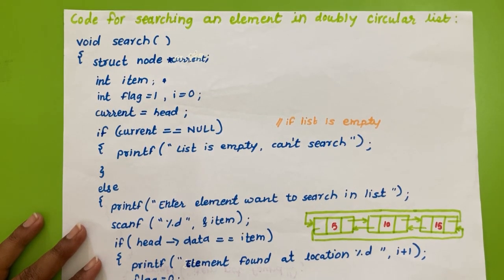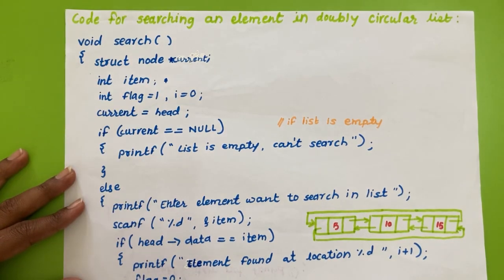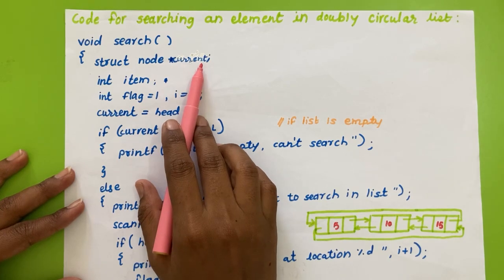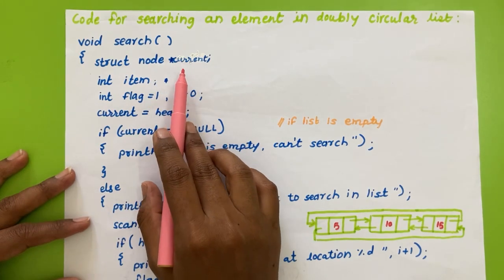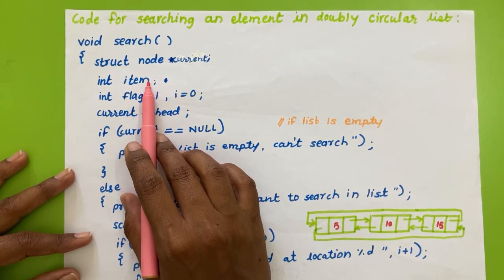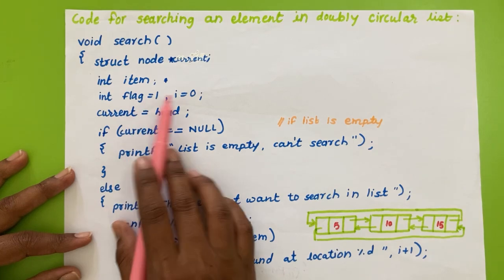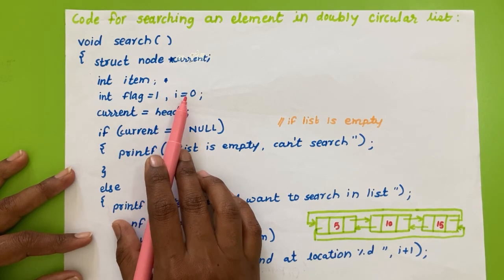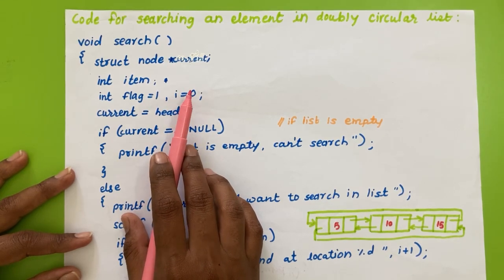Now in this video we are going to search an element in a doubly circular linked list. For that purpose I have taken the function void search, and we'll require one pointer, that is the current pointer. I have taken the current pointer of struct node, as well as one variable called item that will take the value from the user, the element that we want to search in the given linked list. Also we want two more variables, one is flag and another is i, for displaying the location of the element if found in the list.